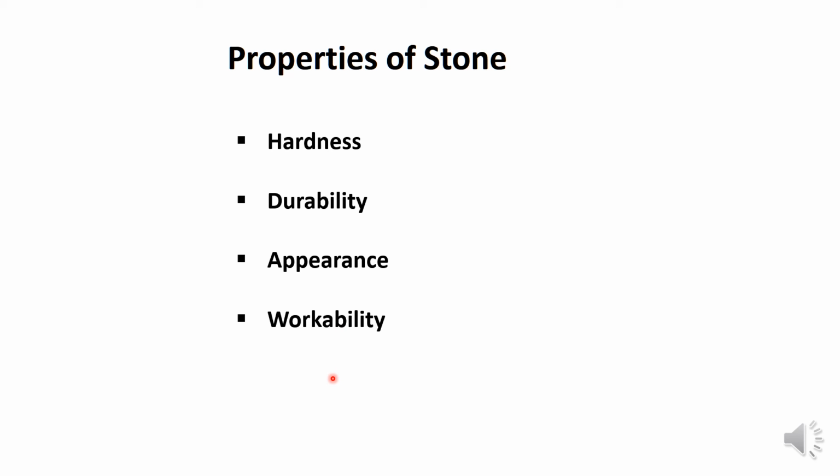Workability is also an important property of stone. Stone hardness and grain texture must allow it to be quarried, cut and shaped. This denotes the workability of stone. Now, last but not least, that is the tests of stone. We will discuss it in detail.